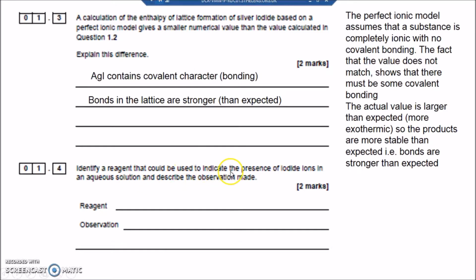Identify a reagent that could be used to indicate the presence of iodide ions. So you're using silver nitrate in acid, preferably in nitric acid, and the observation is that you're going to get a yellow precipitate.